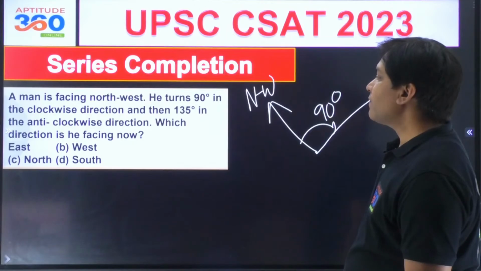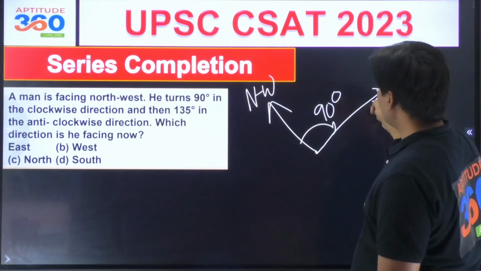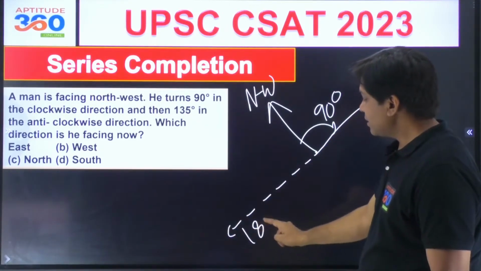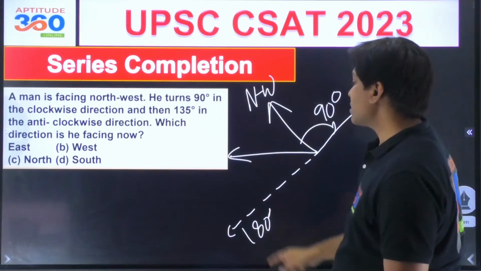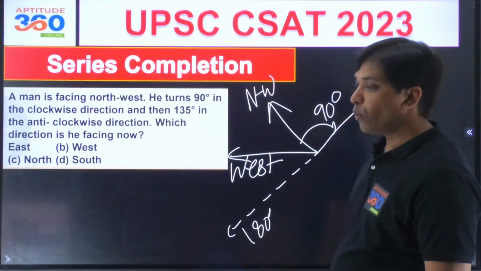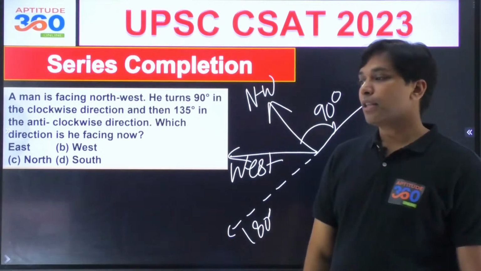And then 135 in the anti-clockwise direction. Anti-clockwise is like this. So here, how much did this one become? 180 degrees. And if he went 135 this way, which direction is it? This one is the west. So what is this direction in the anti-clockwise? West. Option number B.